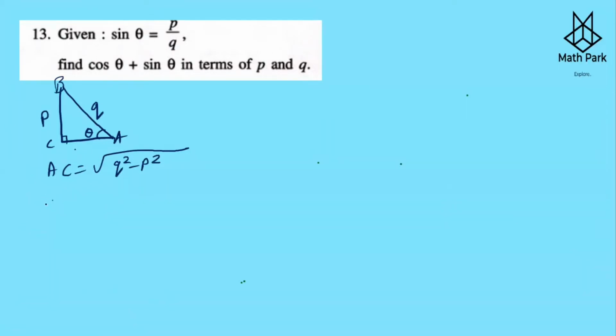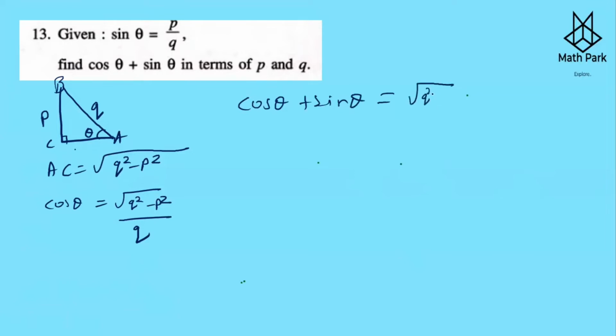So cos theta is going to be root of Q square minus P square upon Q, that is adjacent upon hypotenuse. Now let us find cos theta plus sine theta. So cos theta plus sine theta is going to be, cos theta is root of Q square minus P square upon Q, plus sine theta is going to be P upon Q. So when we add this, because the denominator is same, so we just add the numerators.